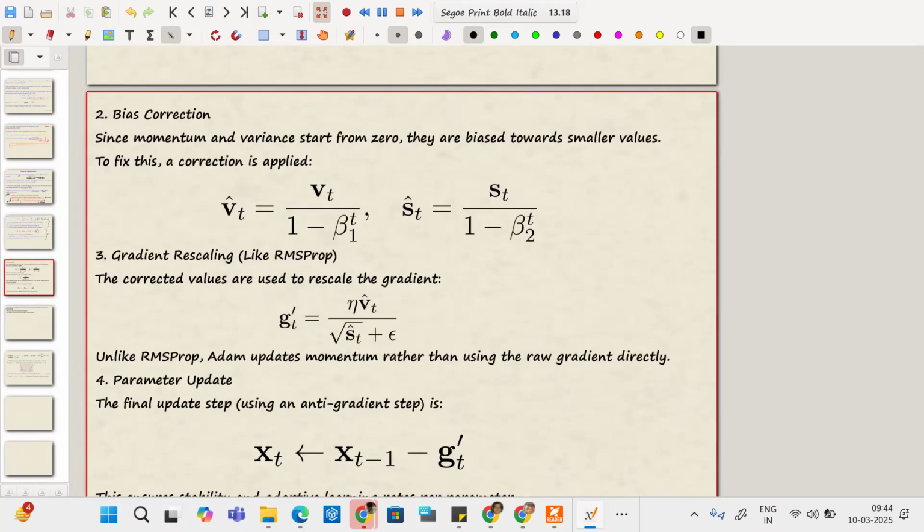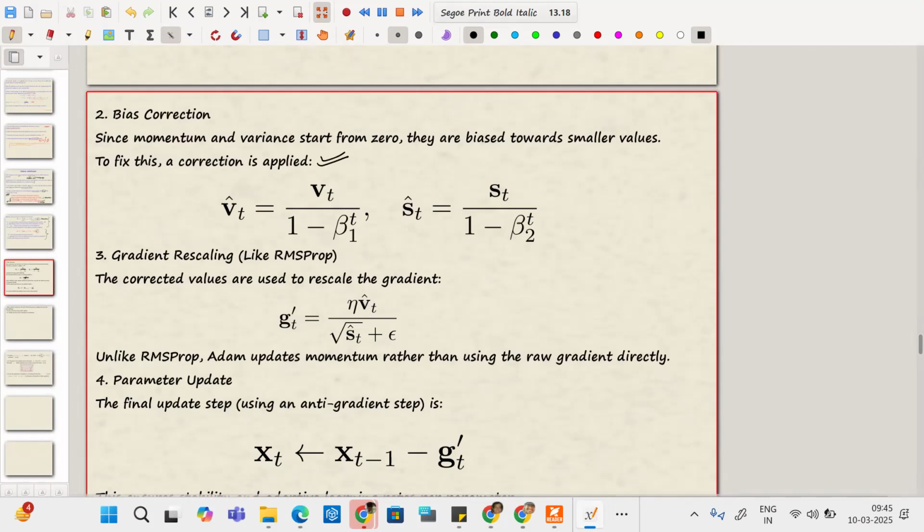Since momentum and variance start from 0, it is more likely that as you keep iterating, the values stay close to 0. To avoid it, we are adding some bias. You will also hear the term bias much in deep learning. So they are biased: since momentum and variance start from 0, they are biased towards smaller values. To fix this, a correction is applied.